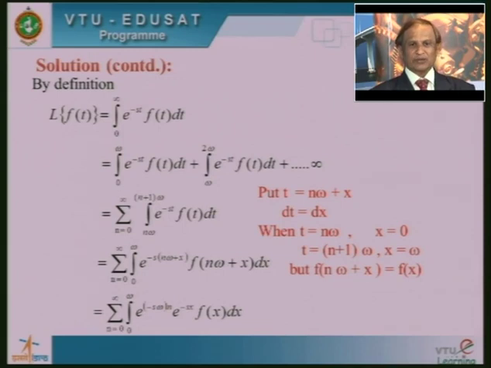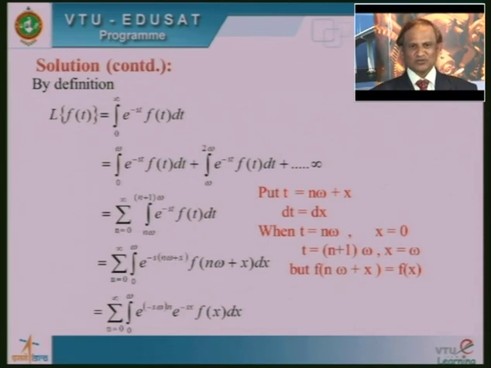You can write on up to infinity. Is it clear? Right? So now I am going to add all the terms, the sum of all the terms: first term plus the second term, third term, and so on. So that is equal to what we will get? You will get the summation from n equal to 0 to infinity of the integration with lower limit n omega, upper limit (n plus 1) omega, of e to the power minus st f of t dt. Is it clear?